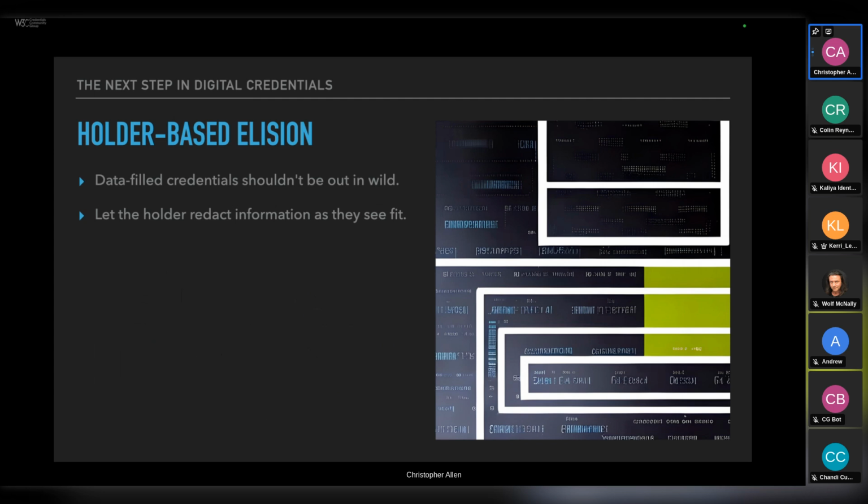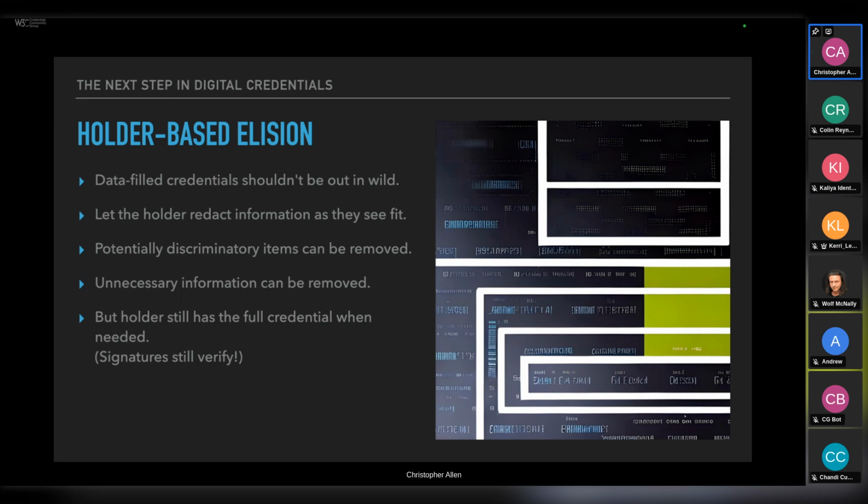Now, note very carefully, I'm not saying subject, I'm saying the holder redact information. Yes, the subject is the first holder, but there are a variety of reasons as these go out to HR departments, out to various accrediting bodies or loan review bodies, et cetera, where they become holders and they too may need to be able to redact potentially in different ways that meet their needs. So this allows all the parties to eliminate potential discriminatory information, or partially reveal it. But the holders still have the full credential when it's needed because the signatures will still verify.